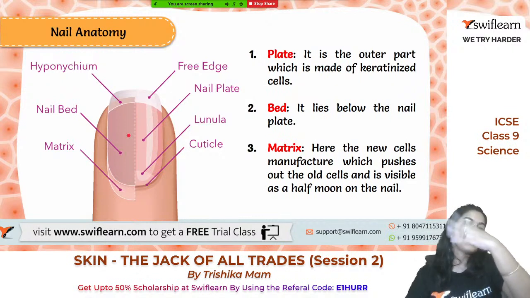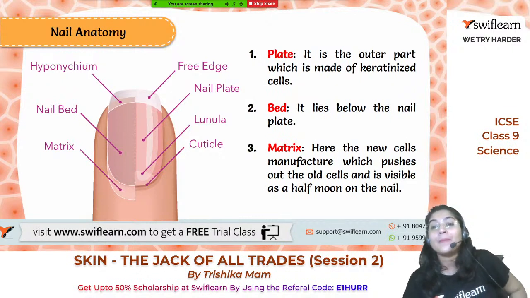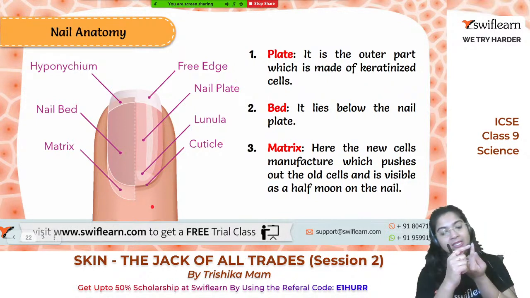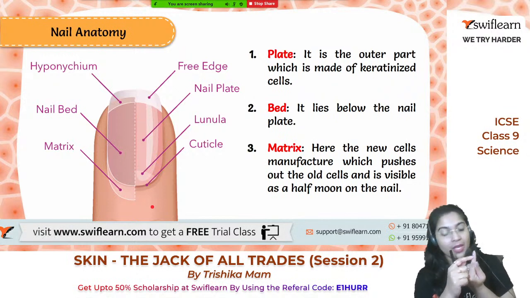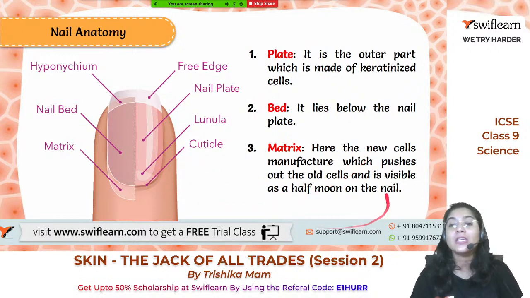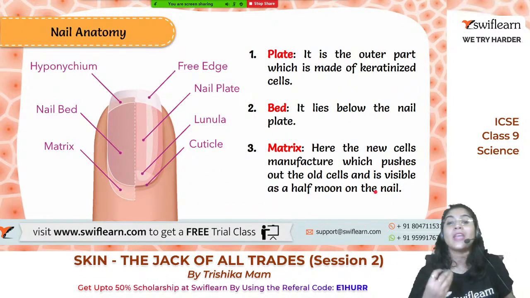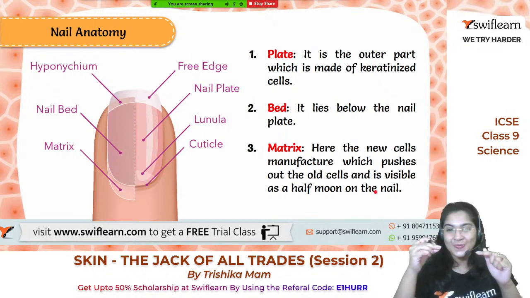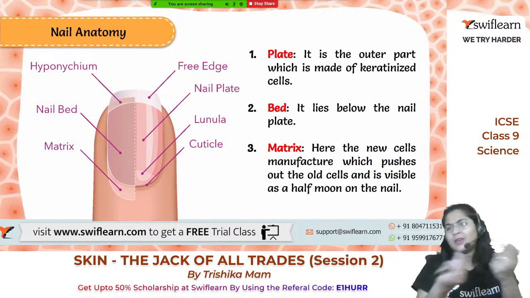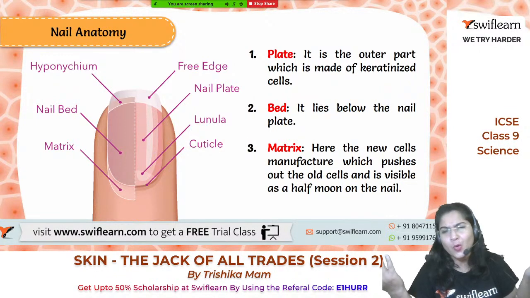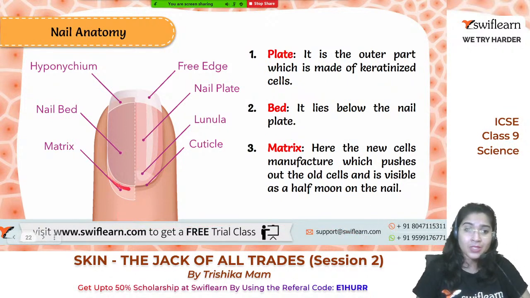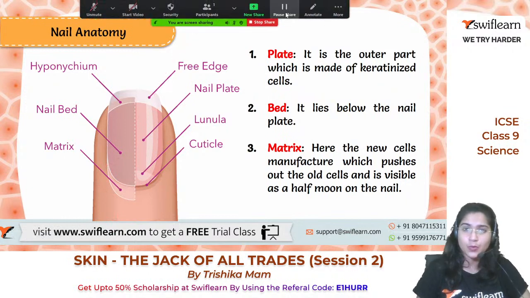And the third thing is the matrix. So what is the matrix? This is the portion just behind the skin, present below the skin, which we cannot see from outside. That is the matrix region, which gives rise to new cells, and that is why we can see that the nail grows. It pushes the old cells outward, so that the old cells, which we generally cut, cause no pain at all, and the new cells are formed behind it, in this matrix portion.